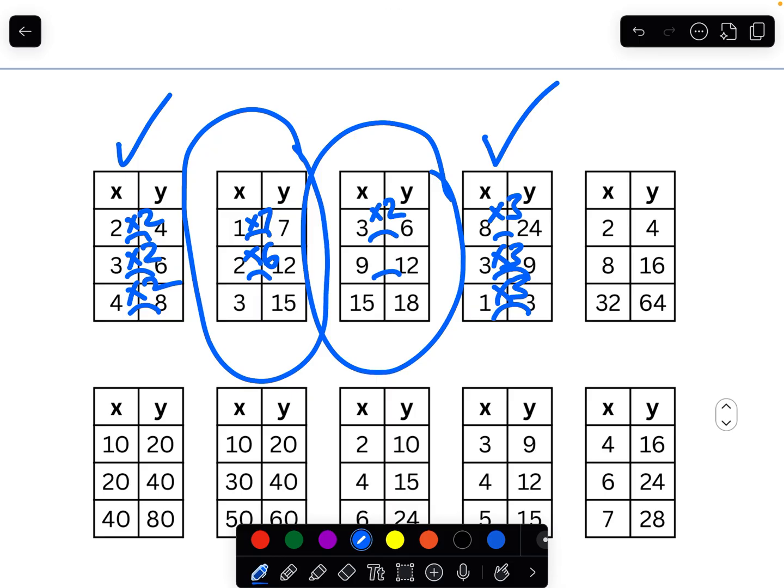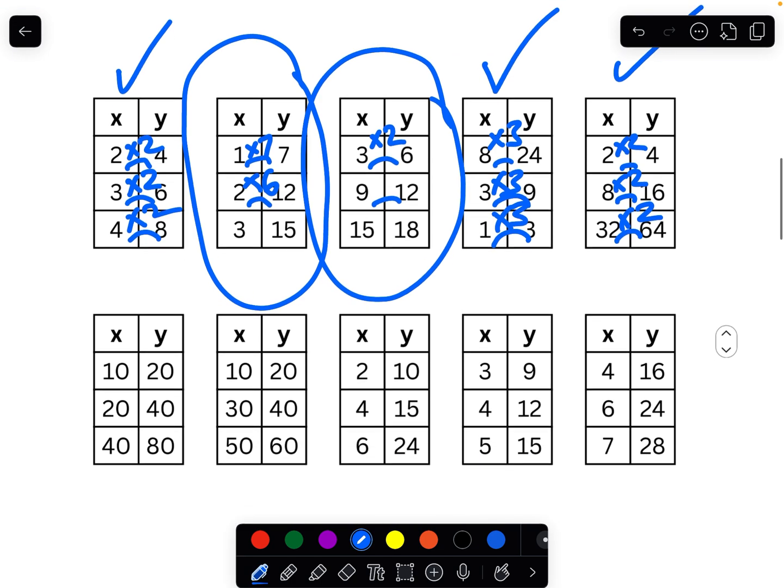We'll go to the next one. 2 times 2 is 4. 8 times 2 is 16, and 32 times 2 is 64. These are proportional relationships. Let's just do one more, just for kicks. Here we've got 10. 10 times 2 is 20. Here we've got 20 times 2 is 40, and 40 times 2 is 80. So these are proportional relationships.